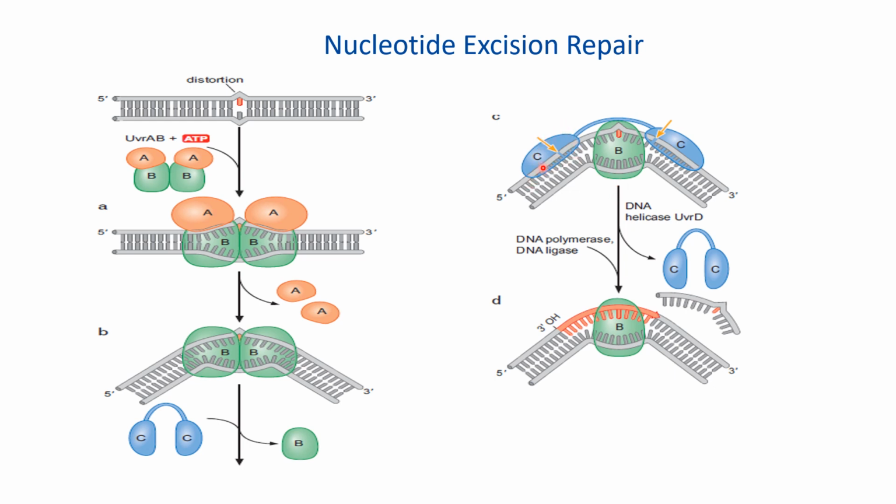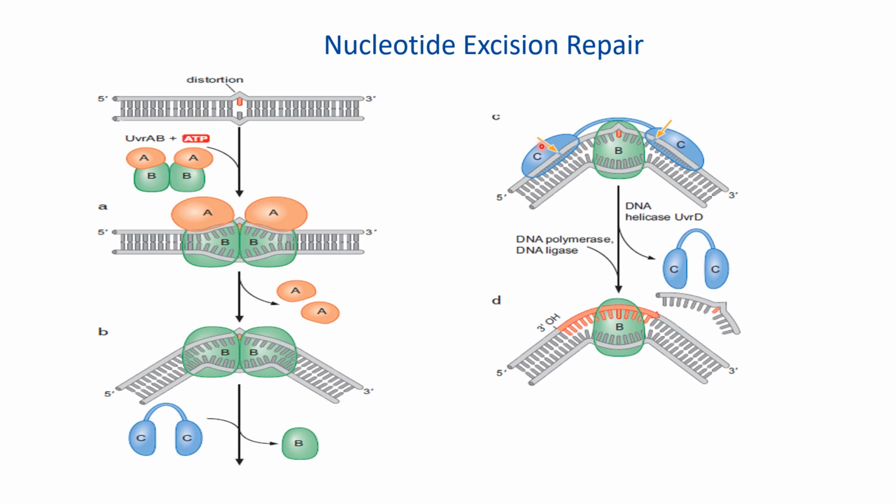Now this UVRC excises. You can see that there are two excisions. One excision is made 4 or 5 nucleotides 3' to the distorted DNA region. So from this side, only 4 or 5 nucleotides, there is an excision made by the UVRC, and on the 5' end there are 8 nucleotides. Starting from the point of distortion, 8 nucleotides ahead, the UVRC creates an excision. So a nick is created.